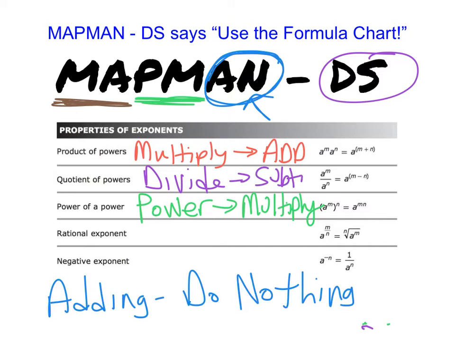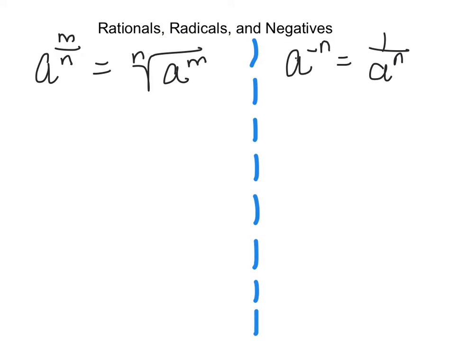So just remembering what Map Man has to say gets you through a big portion of the formula chart. And then we're going to go ahead and address rational exponents and negative exponents next. So starting with our rationals to radicals, follow the pattern that they gave us on the formula chart. We got a to the m over n. So if we're going from a rational to a radical, we're going to put our base underneath, and the numerator is going to be our exponent underneath, and the denominator is going to go on the outside of the radical.